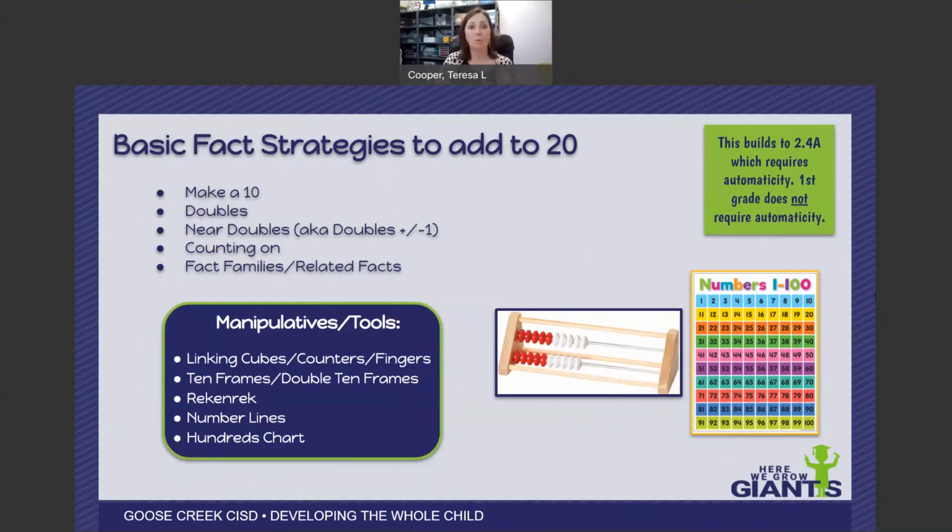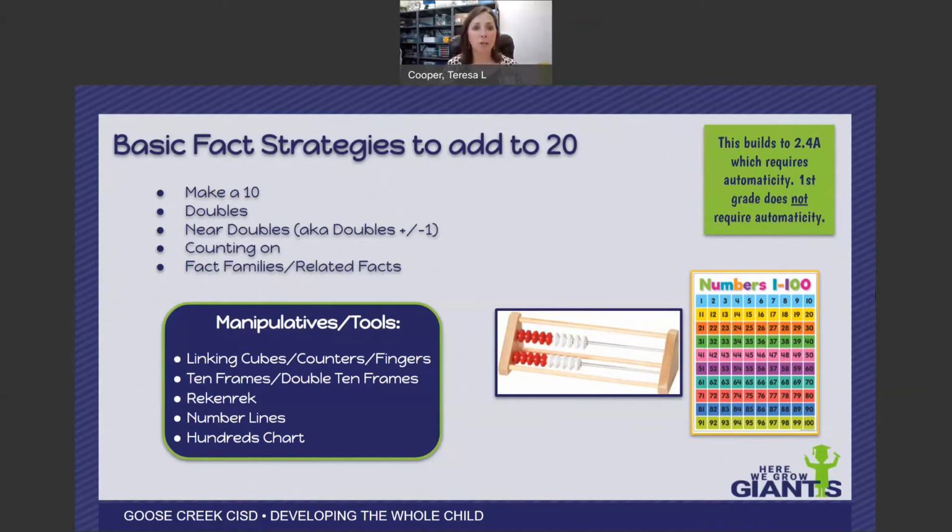We want them to know their doubles. And then near doubles, such as 5 plus 6 is the same as 5 plus 5 plus 1. So 5 plus 5, I know my doubles, that's 10, plus 1 more. Or doubles minus 1. If I'm trying to figure out what's 5 plus 4, I could either do 4 plus 4 plus 1, or I could do 5 plus 5 minus 1. So a doubles plus 1 or a doubles minus 1.